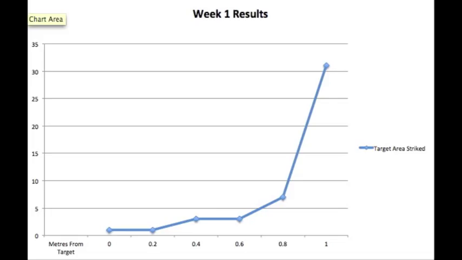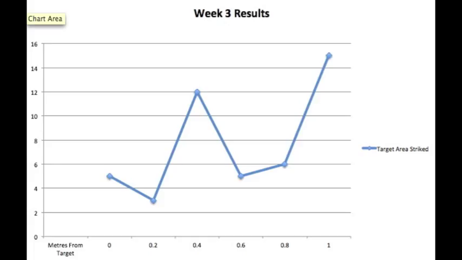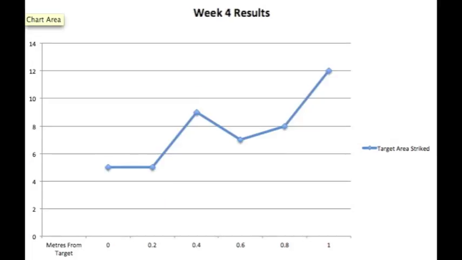Now, on to the results section. As stated previously, Max was required to bowl 48 deliveries per week. Each bowl was recorded as distance away from the target. In the graphs displayed, the x-axis represents the distance away from the target and the y-axis represents the number of deliveries. Additionally, each week the number of targets hit was recorded and the progression is shown in the final graph.